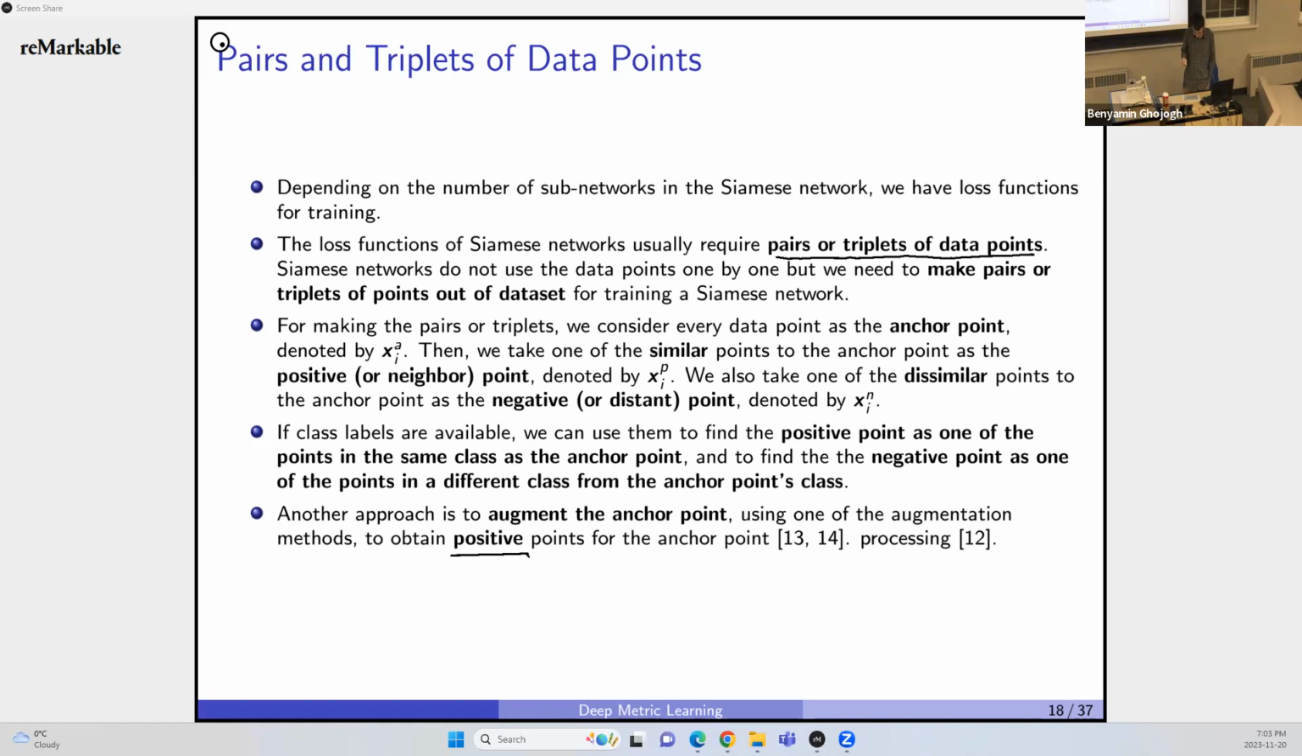A good thing is that we can also generate positive points by augmenting the anchor point, because positive and anchor should belong to the same pattern or same class, right? When we have the anchor point augmented, what do I mean? Rotate it a bit, add some noise to it, right? Do some data augmentation techniques on the anchor point to get the positive points.